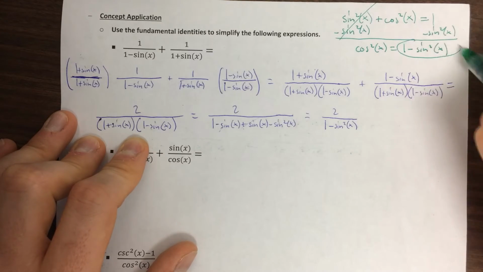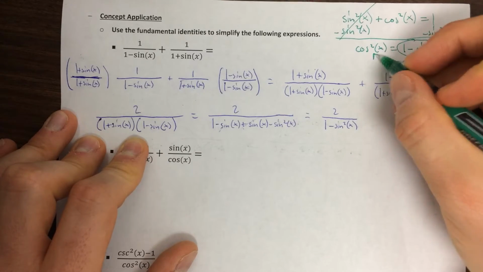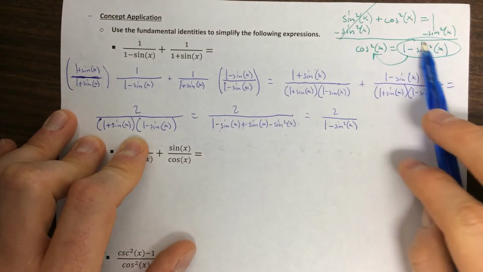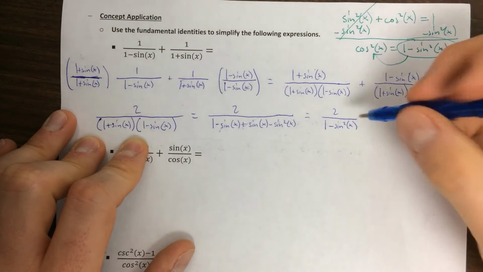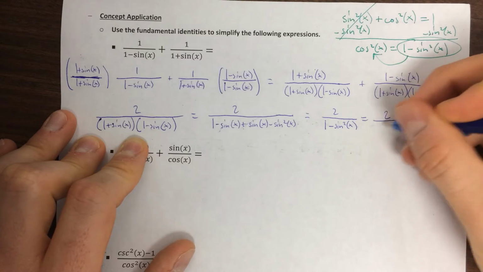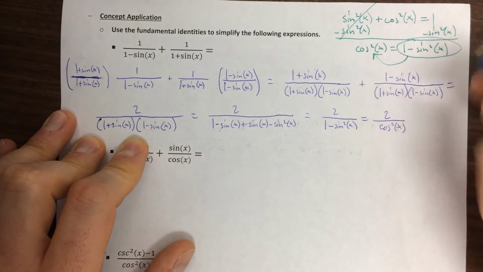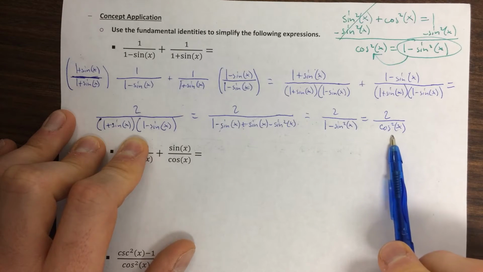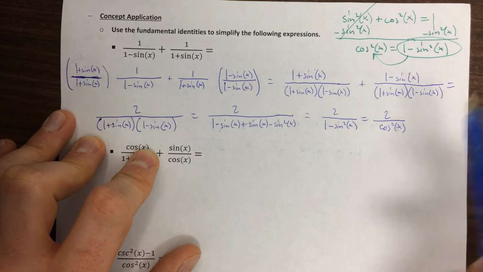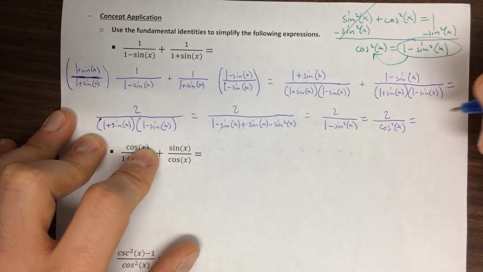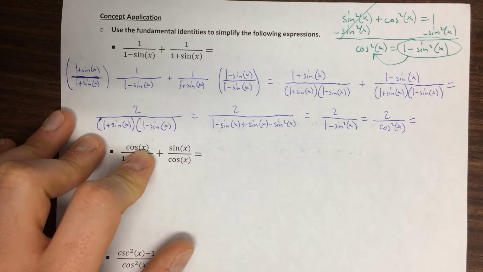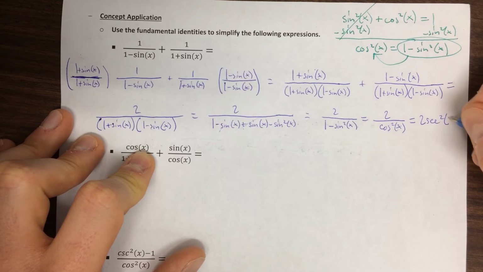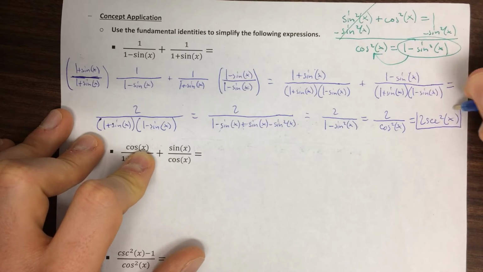Now we have what we want. We have 1 minus sine squared here. It's the same as cosine squared. Because these are equal, this is the same thing as 2 over cosine squared x. Because these two are the same, I can replace 1 minus sine squared with cosine squared. And then with your identities, the reciprocal of cosine is secant, so we could rewrite this as 2 secant squared x.